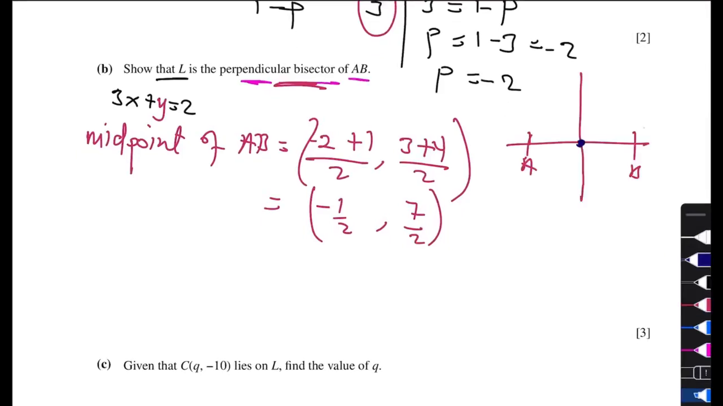Like I said, if we have A and B, this line AB, and then we have our perpendicular bisector, this midpoint here is definitely going to lie on the perpendicular line. So this point that we have found should satisfy this equation. So how do we prove that? Well, you can put x in there and try to get y.